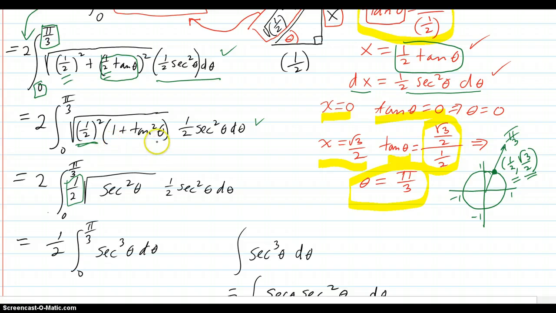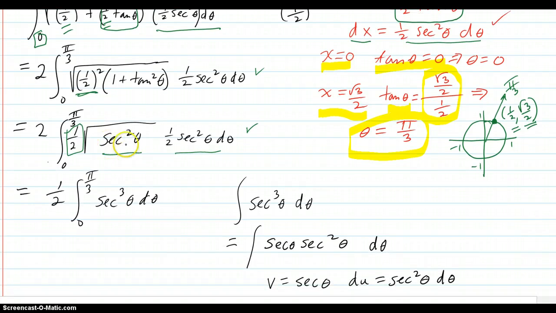Then 1 plus tangent squared by trig identity is equal to secant squared, and you still have this stuff out here. Then you take the square root of secant squared and you get secant, and when you multiply that with secant squared you get secant cubed. But what happened to the 1/2? This 1/2 combined with this 1/2, which is 1/4, multiplied onto the 2 to give us 1/2.